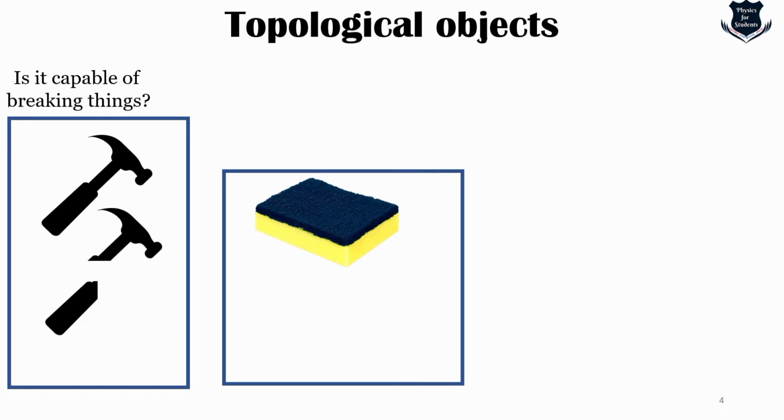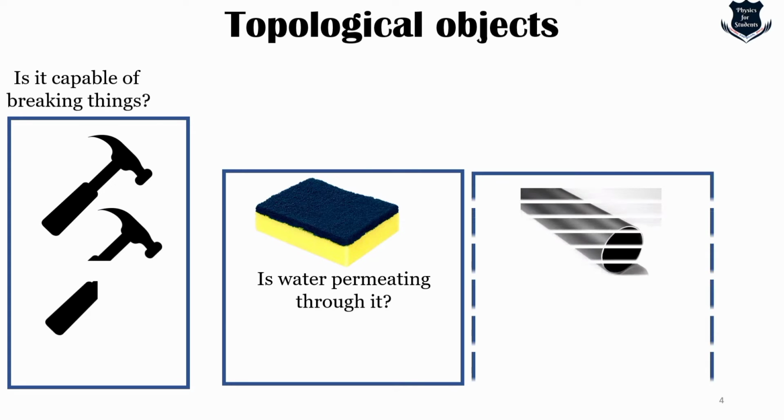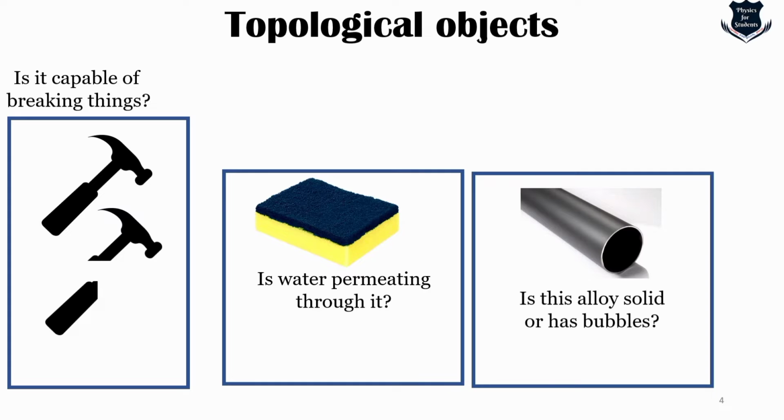Similarly, I take a kind of porous substance where some water would be seeping in. So the question is, is water permeating through this sponge or through this substance? Similarly, if we take a kind of steel or this kind of shape which has a hole inside it, the question also rises, is this alloy solid or does it have certain small bubbles inside it? Now these objects are used in day-to-day life, but these objects can be further defined in terms of topology, in terms of certain specific characteristics and shapes.